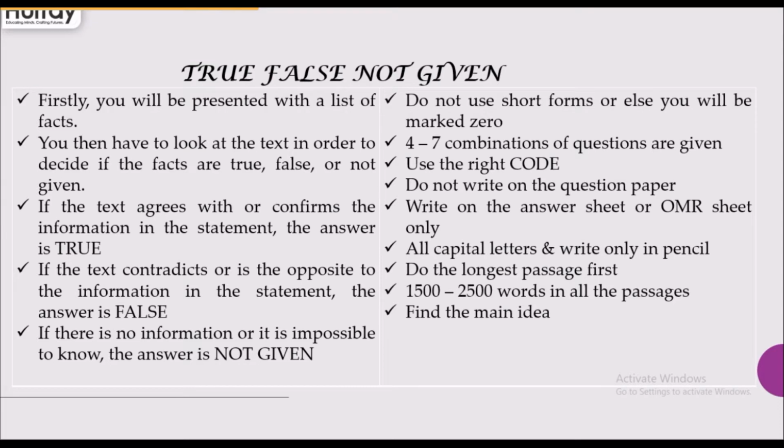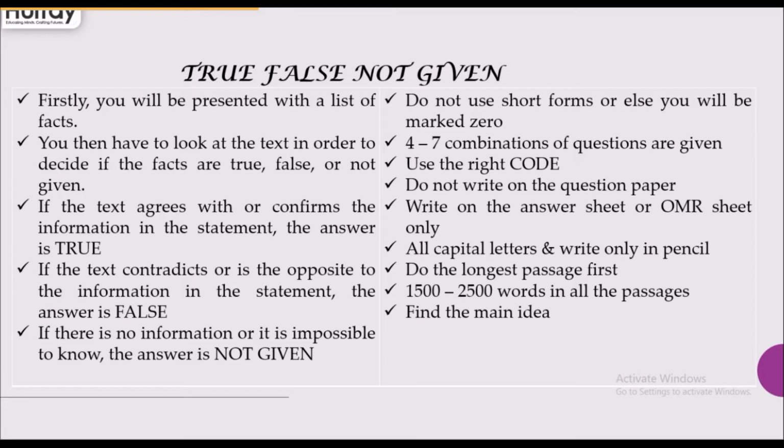Now let's analyze true, false, not given and its requirements. Firstly, you will be presented with a list of facts. You then have to look at the text in order to decide if the facts are true, false, or not given. If the text agrees with or confirms the information in the statement, the answer is true. If the text contradicts or is the opposite of the information in the statement, the answer is false. If there is no information or it is impossible to know, the answer is not given.